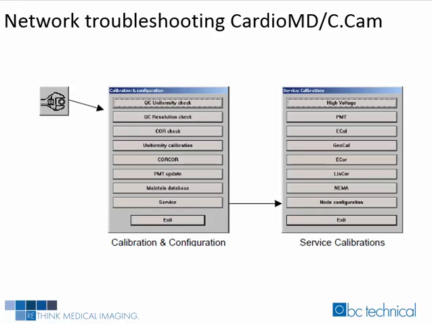On the Persistence page, click the Tools button to access the Calibration and Configuration menu. Select Service in the Calibration and Configuration menu. Enter the service password, DDD, in the Service Calibrations menu, and select Node Configuration.